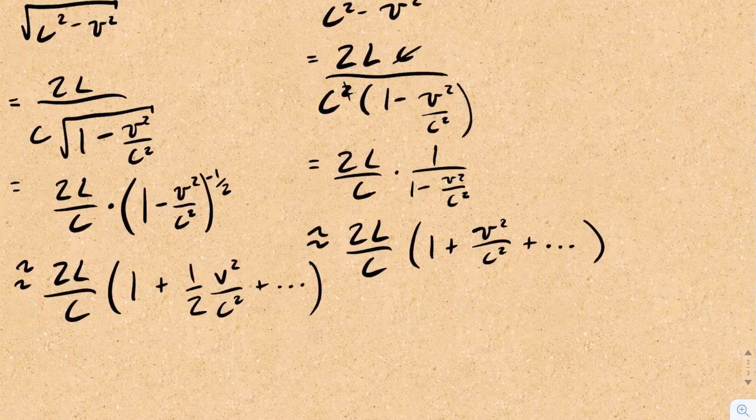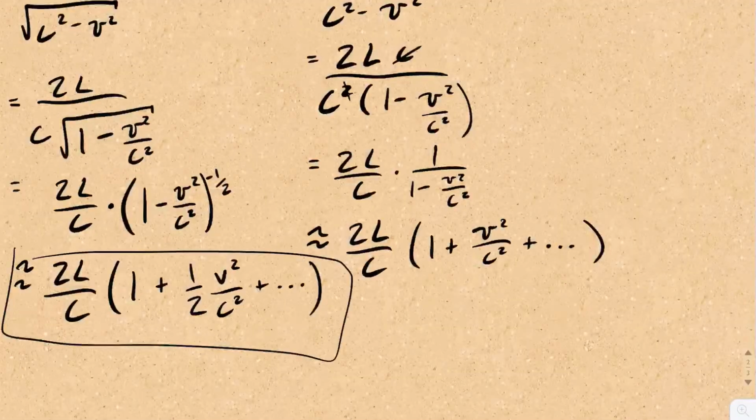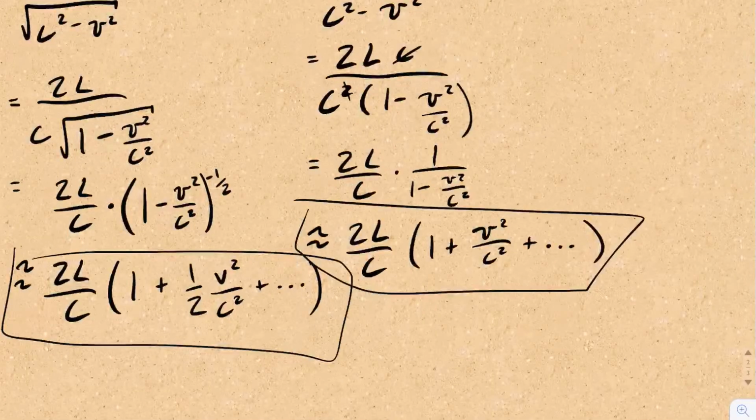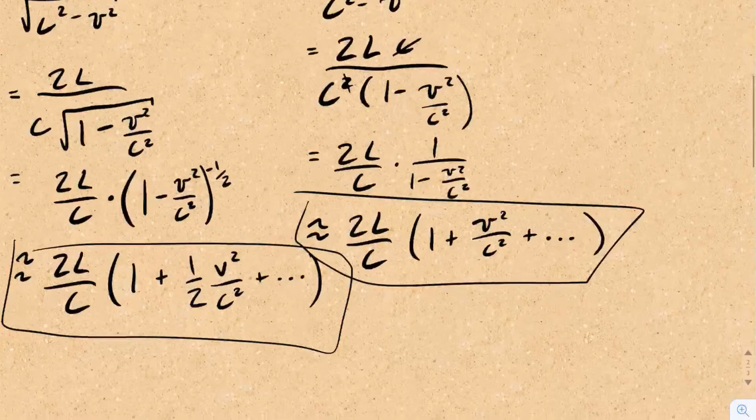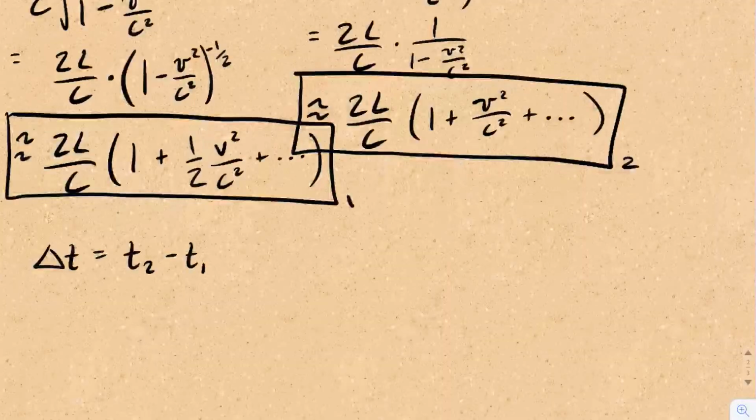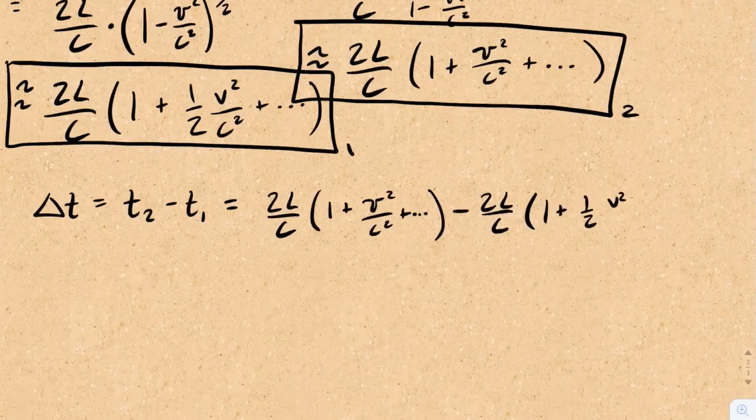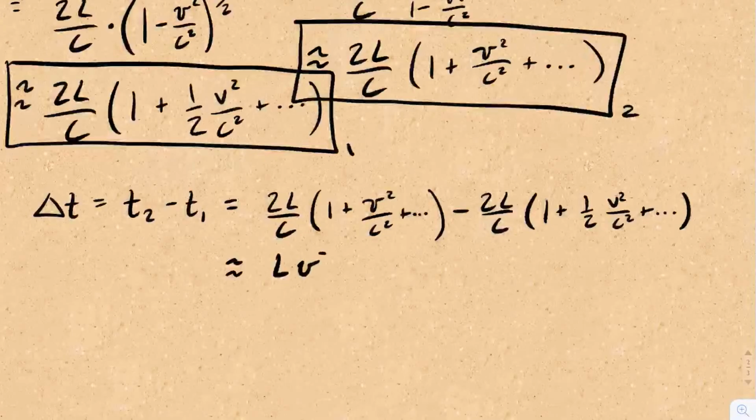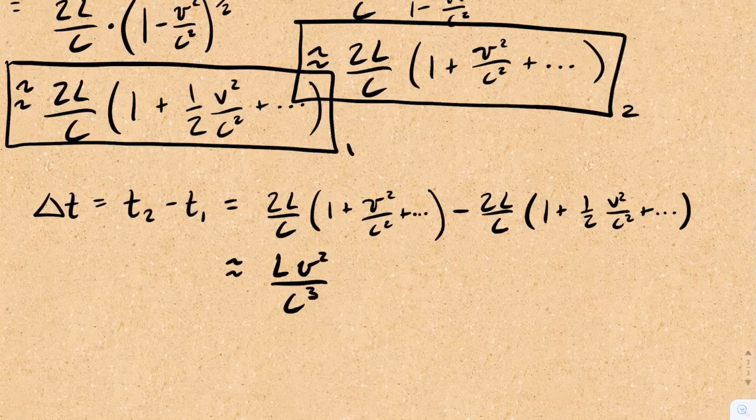Okay, so now what we want to do is subtract these two binomial expansions to see what the difference is always going to be between boat 1 and boat 2. So we'll say that the difference in time equals time 2 minus time 1. And if we subtract these, we get that it's approximately equal to L v squared over c cubed.